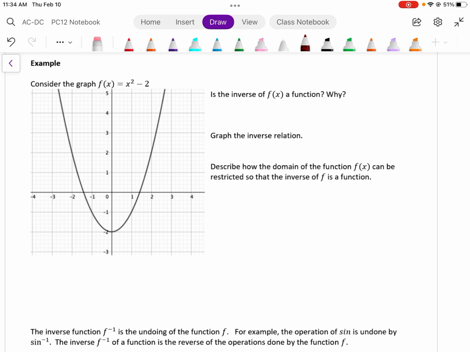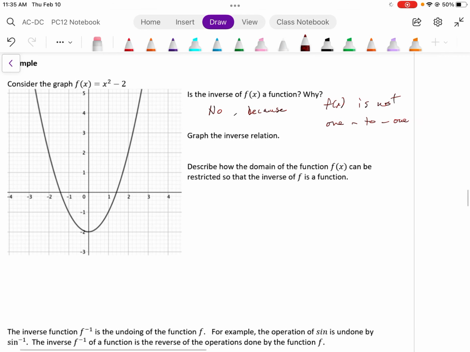So let's look at this. Consider the graph f of x is equal to x squared minus 2. Is the inverse a function? No, the inverse is not a function. Why? Because f of x is not one-to-one.